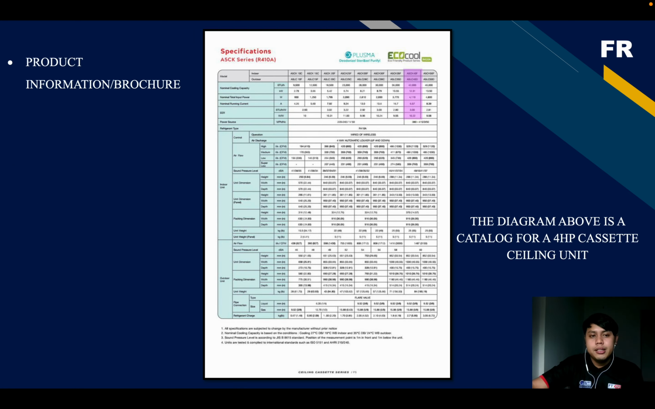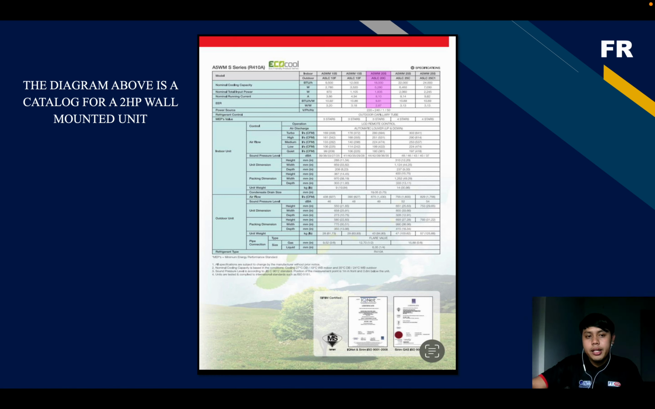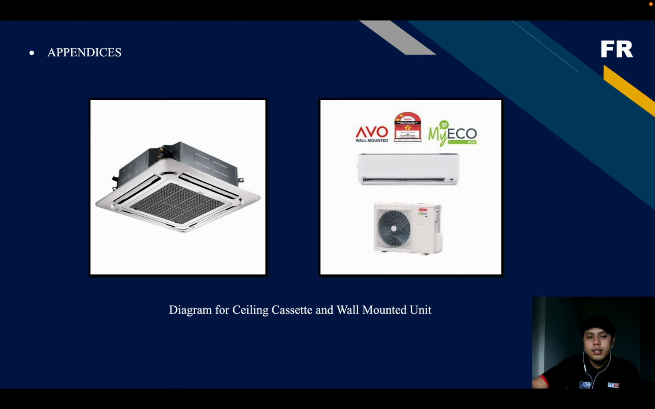This slide is about product information or brochure. The diagram above is a catalog for a 4 horsepower cassette unit. And the next diagram is a catalog for a 2 horsepower wall mounted unit. For the appendix, we put the 2 air conditioners we use, like the ceiling cassette and wall mounted unit.